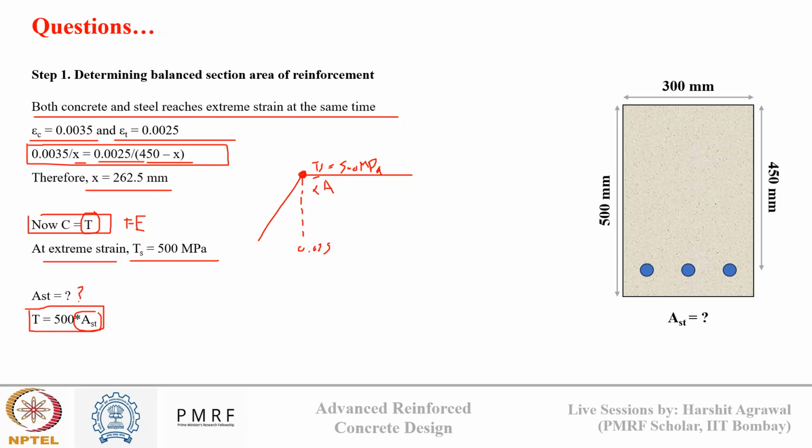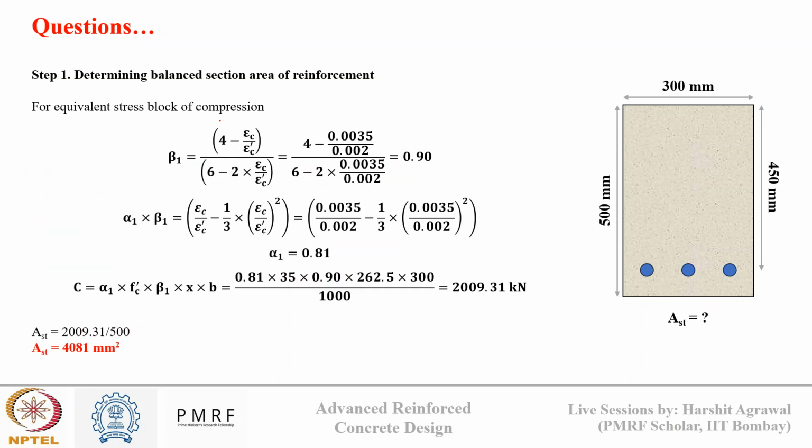Now I will move to the compression part. For compression, I will first need to find the value of beta 1 and alpha 1. But I know the strain in my concrete, it is 0.0035. And what is the peak strain of concrete? It is 0.002. So substituting those values, I can get the value of beta 1 first, and then I can get the value of alpha 1.